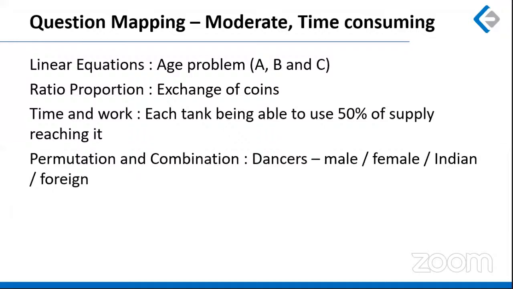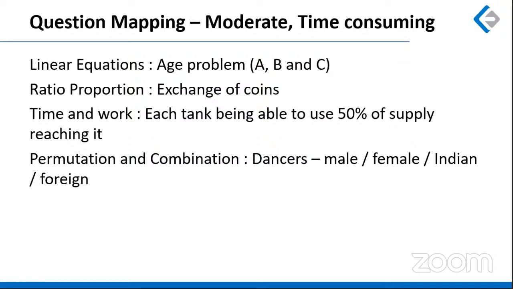Question mapping of moderate but time-consuming questions. There was a question based on a linear equation where an age problem was given and A, B, C were trying to relate their ages with each other. Like A was saying to B that when I was equal to your age, you were 4/3 of my age. Some sort of relationship like that is given. Students might take some time to relate the ages of A and B. Then you have to relate the ages of B and C also, and finally find out the common ratio. So this was, according to me, a time-consuming question because you might require some time in making the initial assumptions.